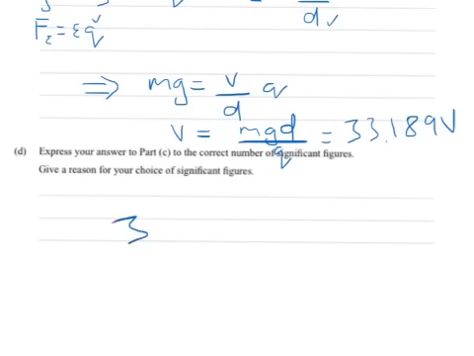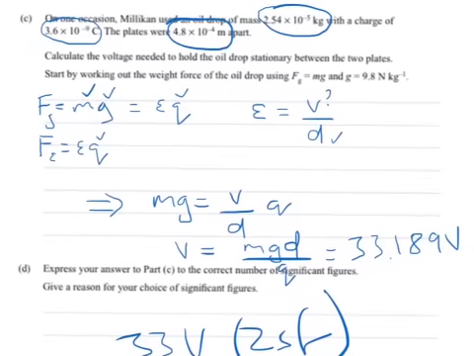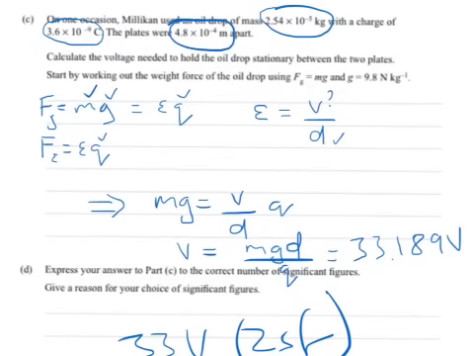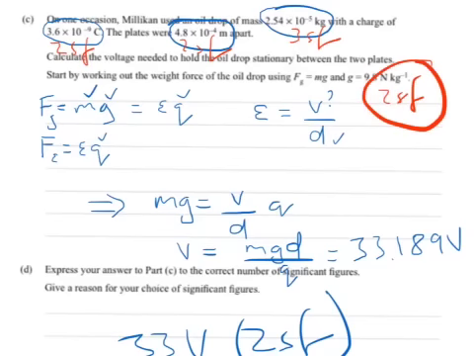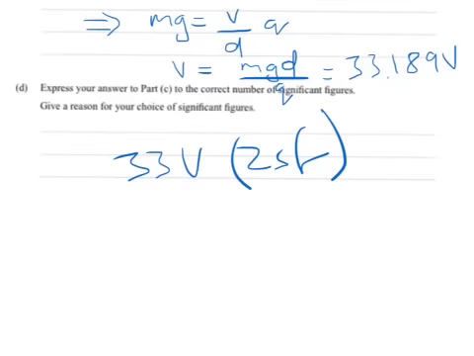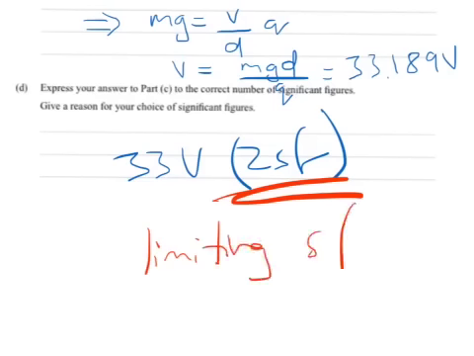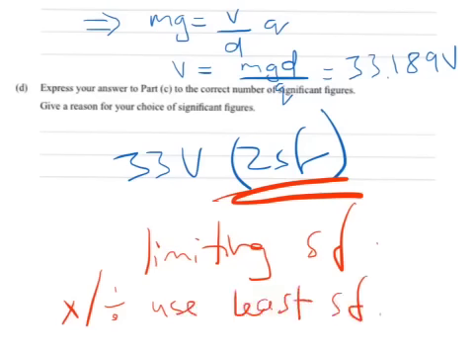Now this one below asks us to give the answer to the correct number of significant figures, and it's 2, so it should be just 33 volts, and give a reason: 2 SF. The reason is that all of our information is 3 SF, 2 SF, 2 SF, and 2 SF, so the least number of significant figures is our limiting factor. Our final answer has to be to the same number of significant figures as our limiting SF. So the rule is that when you're multiplying or dividing, you use the least SF. When you're adding or subtracting, you use the least number of decimal places.